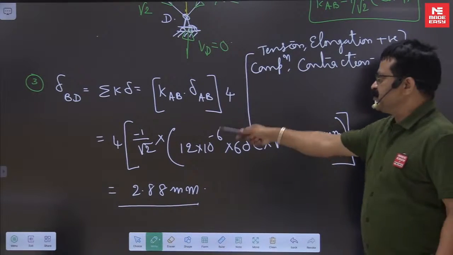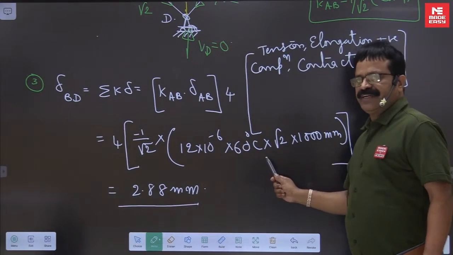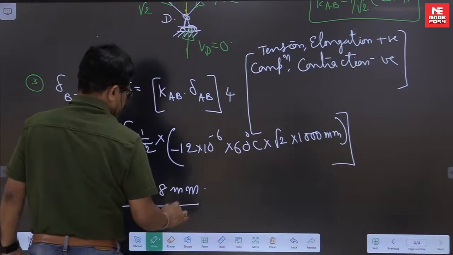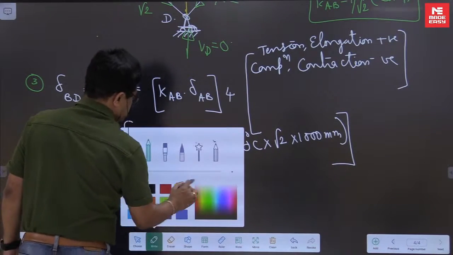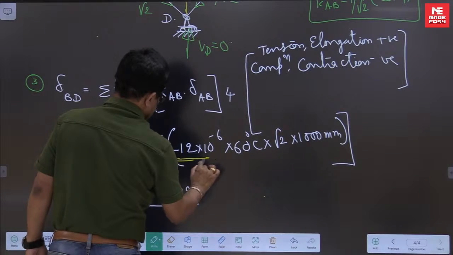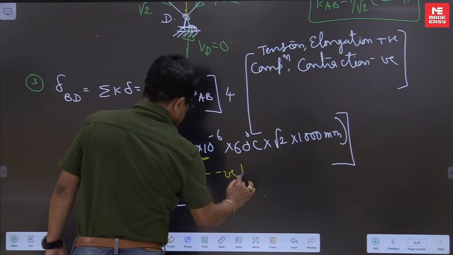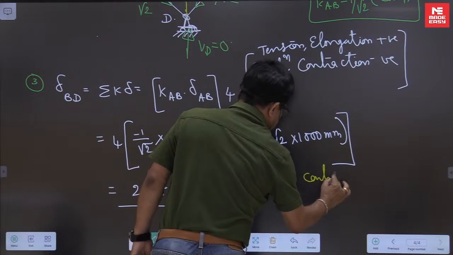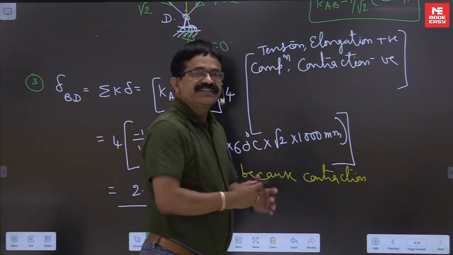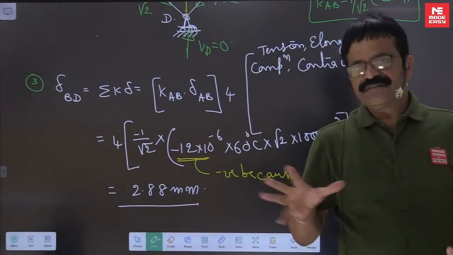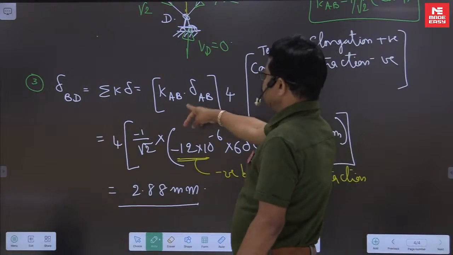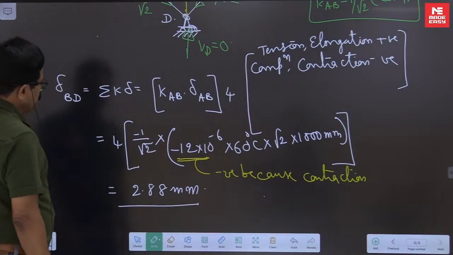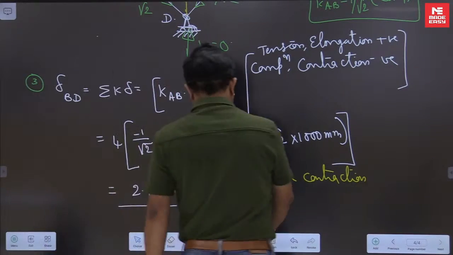Point is this much: 4 members, same K values, same delta values. This is contraction, so we take minus. Negative because contraction. Why contraction? Temperature got lowered, so it will tend to contract. Here also KAB, why negative? Because compression. Okay, so 2.88 mm.